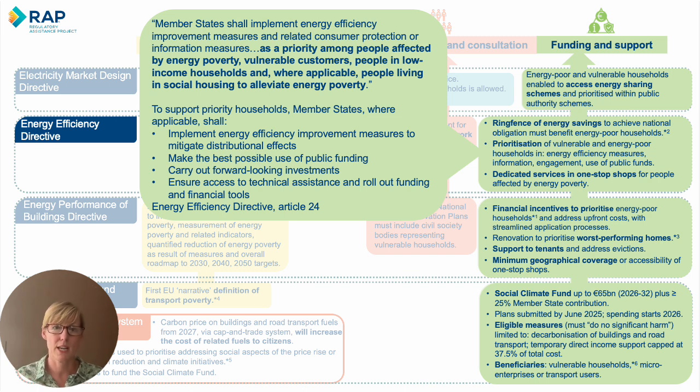First of all, I want to turn to the Energy Efficiency Directive and highlight the importance of Article 24. Article 24 is an entirely new article dedicated to empowerment and protection of vulnerable customers and alleviating energy poverty. And there's really some great stuff in there, and it's absolutely worth a read top to bottom. But basically, it says that energy efficiency, consumer protection and information measures from the directive should prioritise this same group of households: energy poor households, low-income households, vulnerable households and those in social housing.